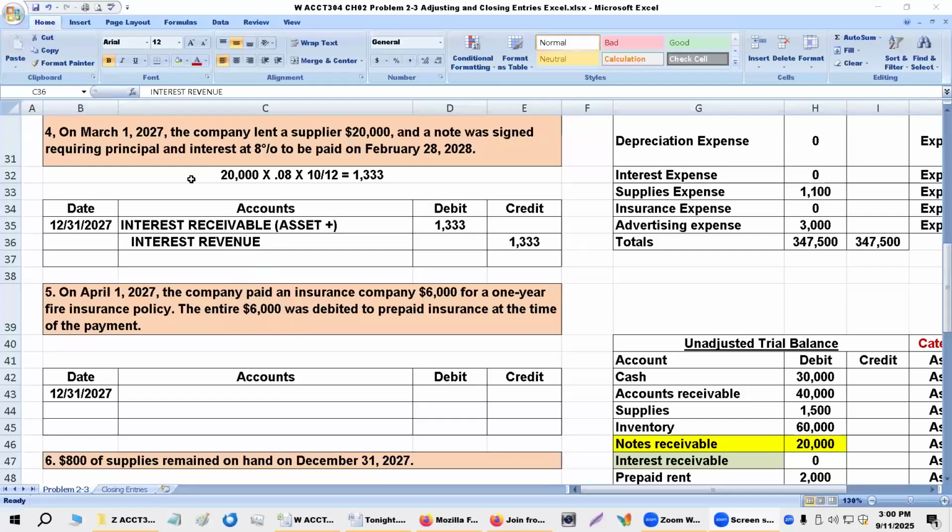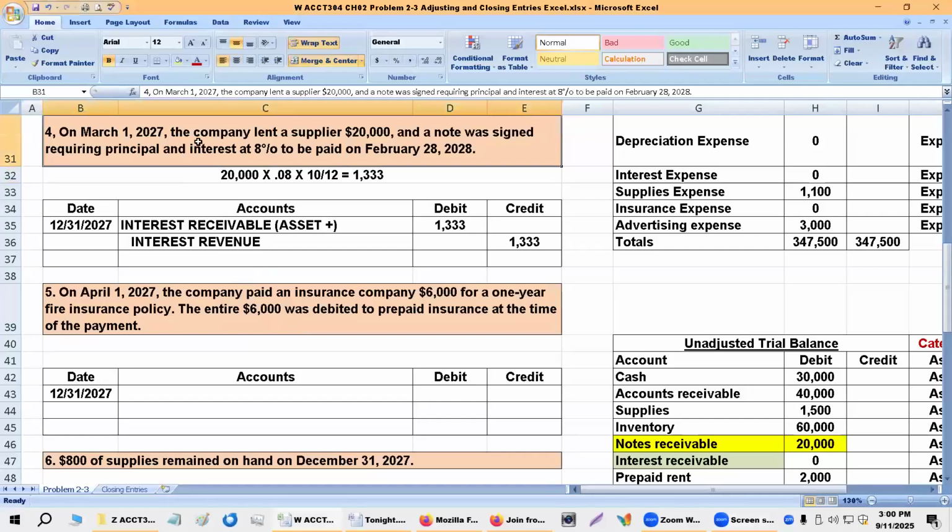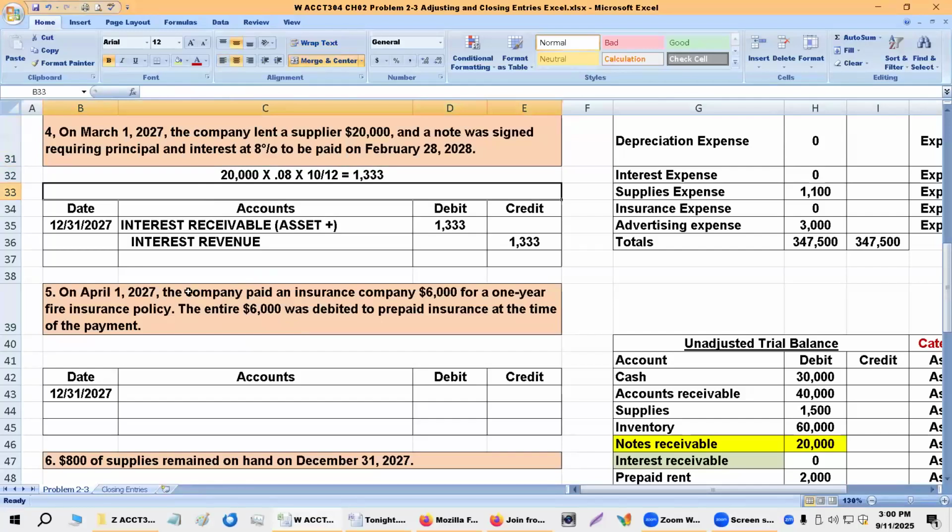My point being is that it's not unusual to loan suppliers or customers.